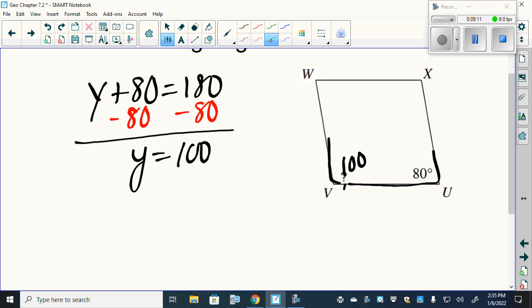What would the other two angles be? 80 and 100. Which one would be 80? W. X. And if we did add all four of these together, we would get 360, because the sum of the interior angles of any four-sided figure is 360. And that's it. Questions on this here?